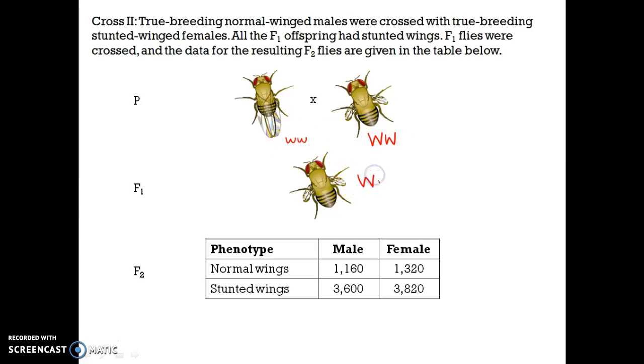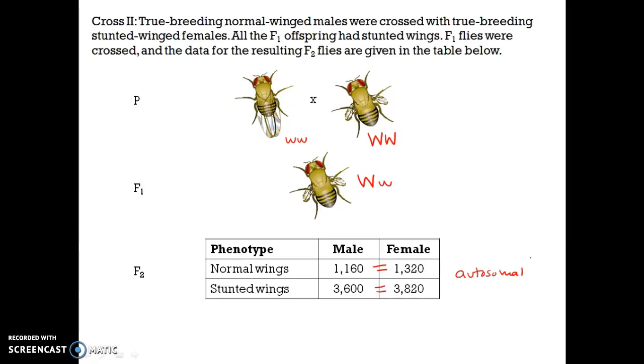So our heterozygotes have one of each gene. Now again, we would see a 3-to-1 ratio, and that's exactly what we see. Stunted to normal is about 3-to-1. And our male and female ratio is pretty much equal. Therefore, this is another autosomal gene carried on one of those autosomal chromosomes. It's not sex-linked. So now let's beef it up a little bit and do a dihybrid cross.